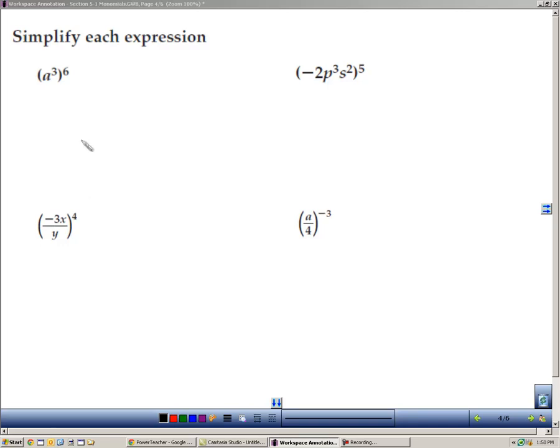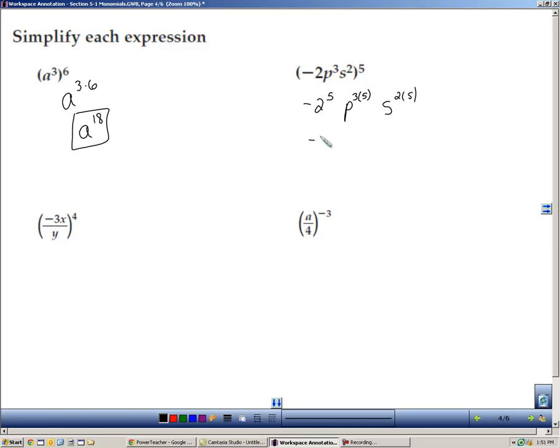So now let's simplify each of these expressions using all the exponent rules that we just looked at. This is a power to another power. When you have that, you're going to multiply your exponents. So this is going to be an a to the 18th. Over here again, we have an exponent on the outside of things that are being multiplied. So we got to take that 5 and apply it to every exponent. So 2 to the 5th. Here it's p to the 3rd. And then we got to multiply the exponents because we're taking a power to another power. And then s to the 2 times 5.